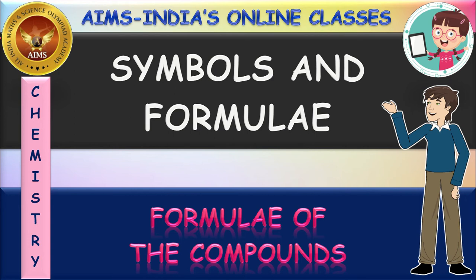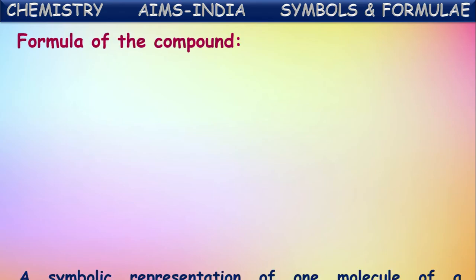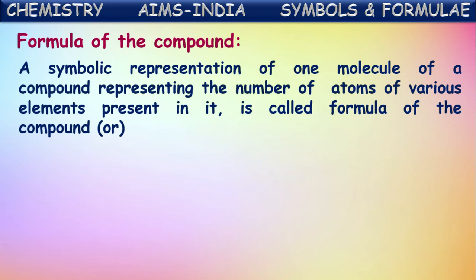Formula is written based upon the name of the compound, by using the symbols of the elements participating in the formation of the compound. Now let us see how to write the formula of compounds. The symbolic representation of one molecule of the compound, representing the number of atoms of various elements present in it, is called the formula of that compound. What is a formula actually? The symbolic representation.